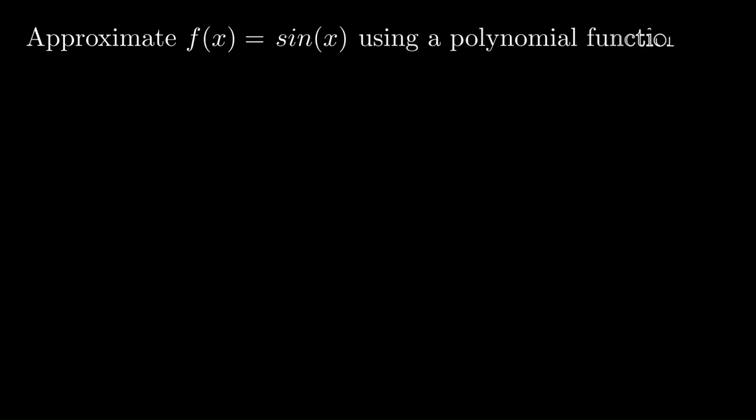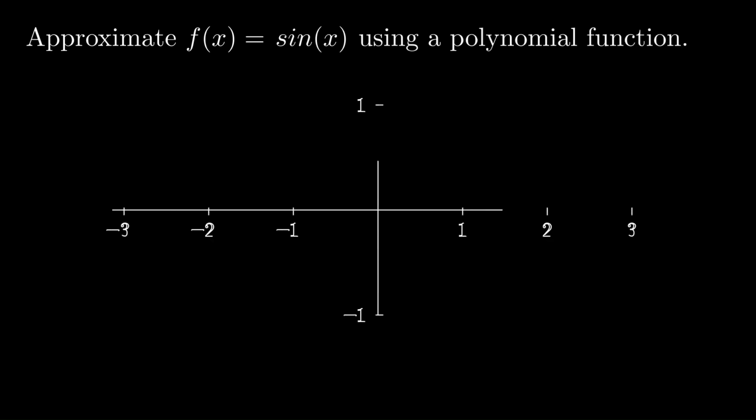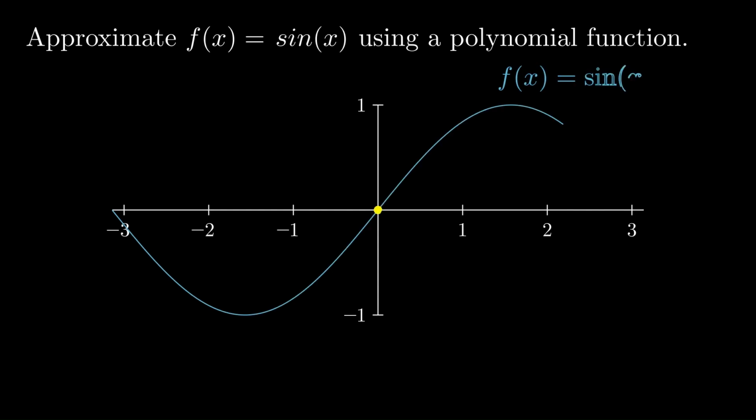Let f of x be some infinitely differentiable function, let's say sine of x. What if you wanted to approximate sine of x for values of x close to 0 using a polynomial function? First, let's graph sine of x and approximate sine of x to a quadratic degree. Now all we have to do is find the coefficients c sub 0, c sub 1, and c sub 2.